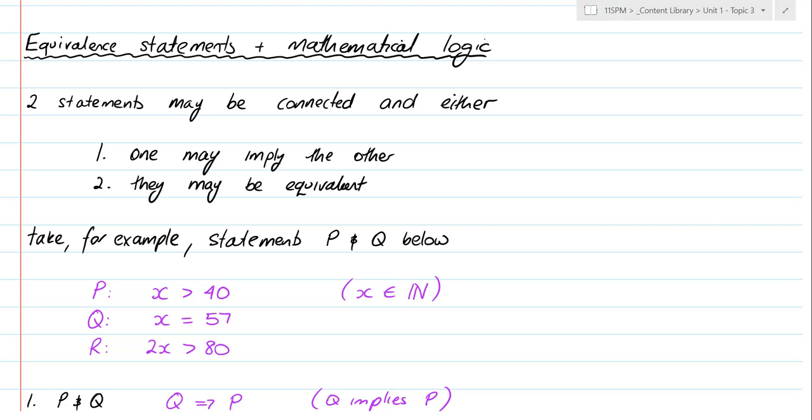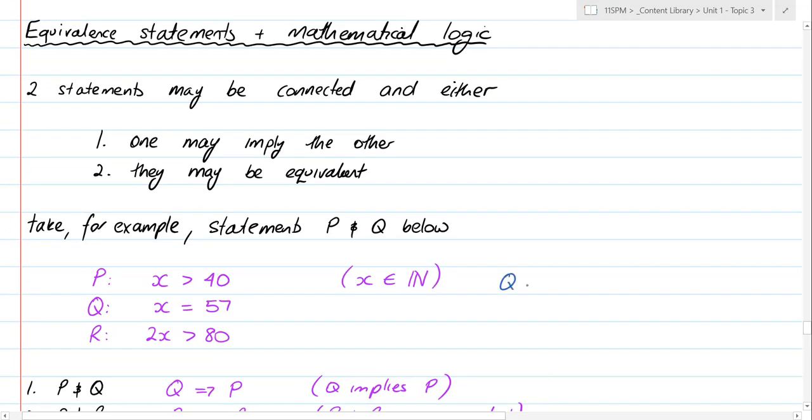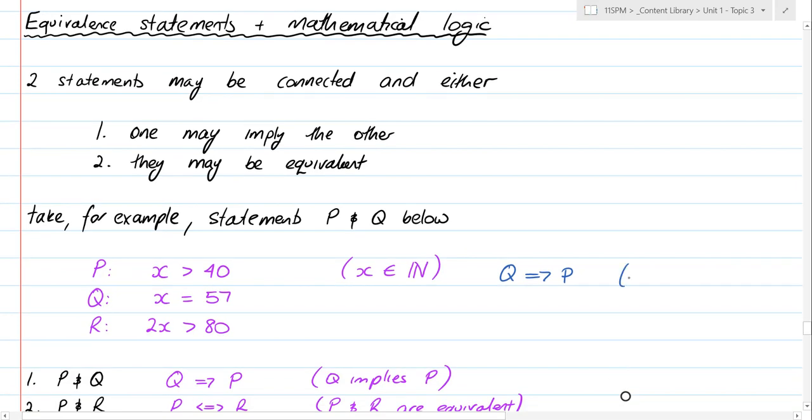So I've got that example there, P, Q and R, such that X exists in the natural numbers, and the statement P is that X is greater than 40, the statement Q is that X equals 57, and the statement R is that 2X is greater than 80. So I can see in this one that Q implies P. So if Q is true, if X is equal to 57, then P is also true. Do you agree with that? Yes. Okay, so given that, we've got an implication here.